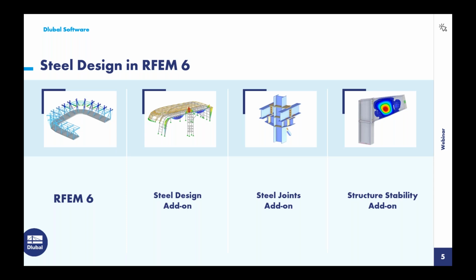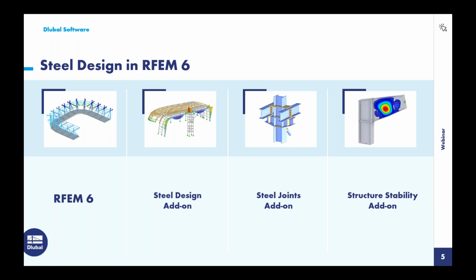So for those of you not familiar with our programs, Rfem 6 is the base software program. This allows us to fully model the global steel structure. We can load it. We also have the ability to integrate with BIM software. And from here, we'll get the full analysis. Now, we really want to take this a step further to carry out the member design according to the AISC, then we would need the steel design add-on.